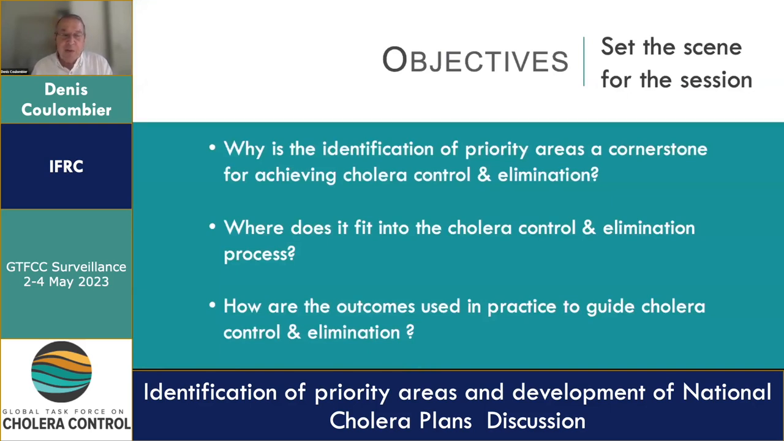Basically, I will cover three aspects. Why is the identification of the PAMI a cornerstone for achieving cholera control and elimination? Then where does it fit into the cholera control and elimination process, the selection or the identification of the PAMIs? And how are the outcomes used in practice to guide the cholera control and elimination?